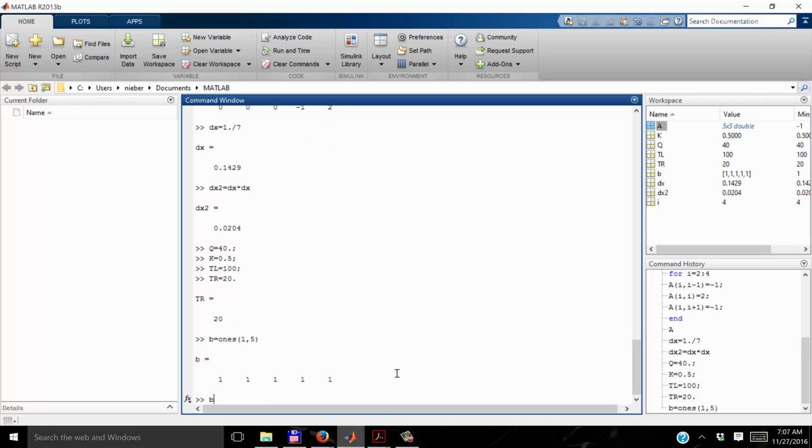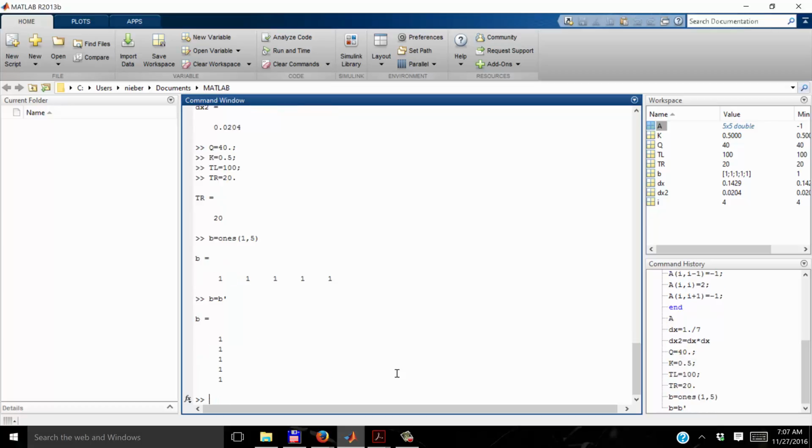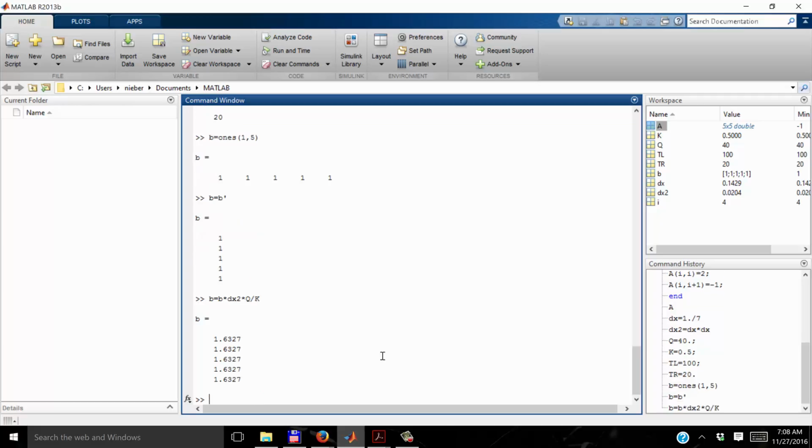Okay, so there's that, and B is equal to B prime. That gives me the vector. B is equal to B times dx squared times q divided by k. So there's the B vector without the temperatures on the boundaries being specified.